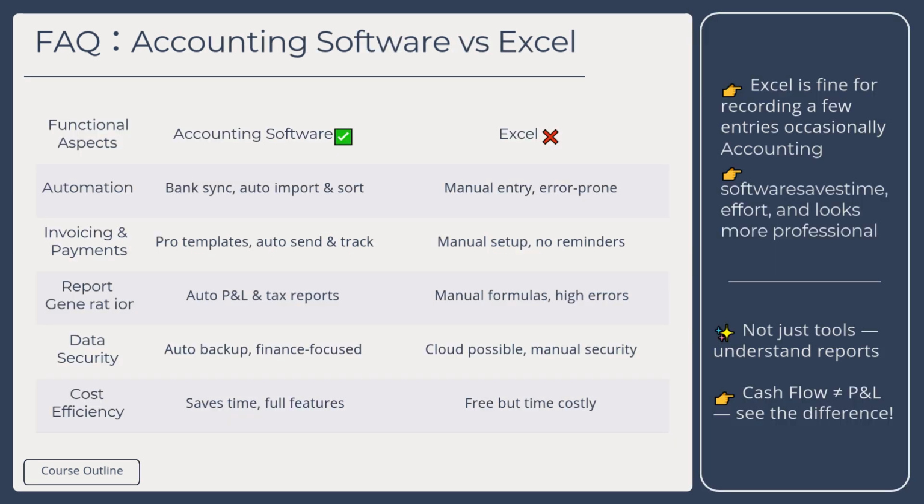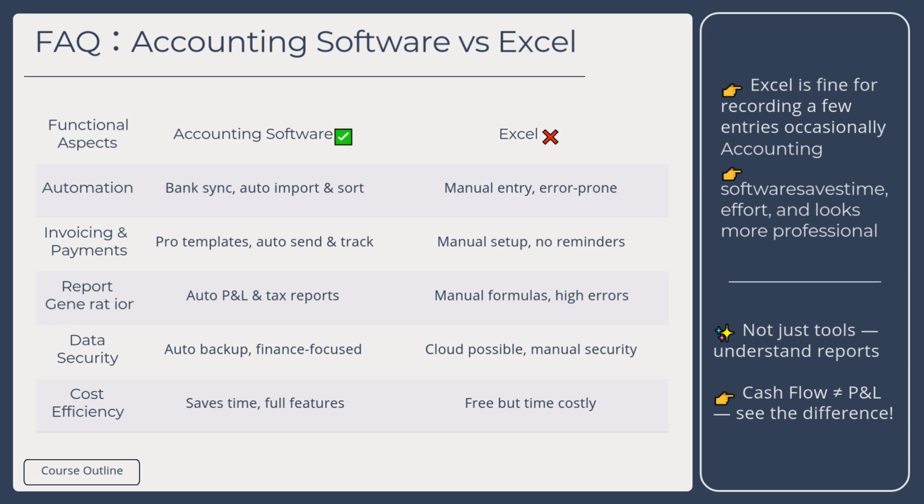Many people wonder, should I just use Excel, or should I switch to accounting software? Let's compare. With accounting software, much of the work is automated. Your bank transactions can sync automatically, importing and sorting for you. In Excel, everything has to be typed manually, which takes more time and often leads to mistakes.